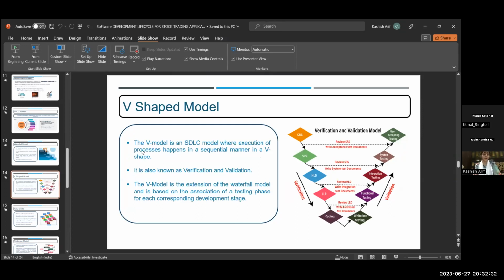Second is the V-shaped model. The V-shaped model is an SDLC model where execution of the process happens in a sequential manner in a V shape. It is also known as the verification and validation model. The V model is an extension of the waterfall model and is based on the association of a testing phase for each corresponding development stage. Basically, this is the upgradation of the waterfall model.